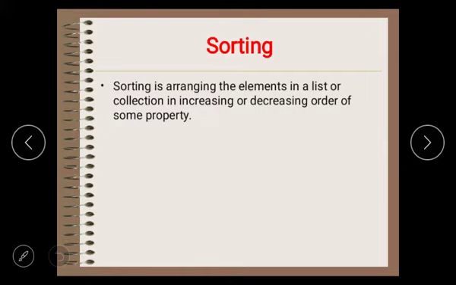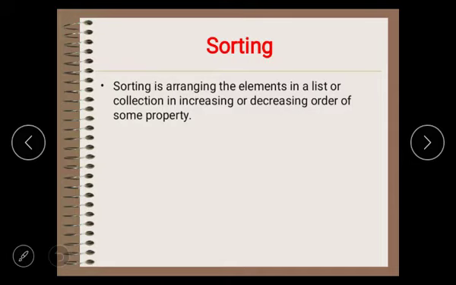Now we will see the definition of sorting. Sorting is arranging the elements in a list or collection in increasing or decreasing order of some property. And the list should be homogeneous. That is, all the elements in the list should be of the same type. If the list has integers, that array should have integers only. Otherwise, if the array has only characters, the entire array should be characters only. So that is what homogeneous means.